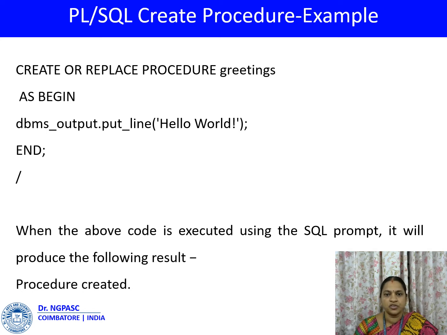That's all. For displaying this particular text on the screen, we must use the DBMS_OUTPUT.PUT_LINE statement, which is used to display the given string on the screen. After executing this procedure, we will get the result as procedure created. We have just created the procedure. To display the text hello world on the screen, we should call that procedure. So this is the way to create the procedure.